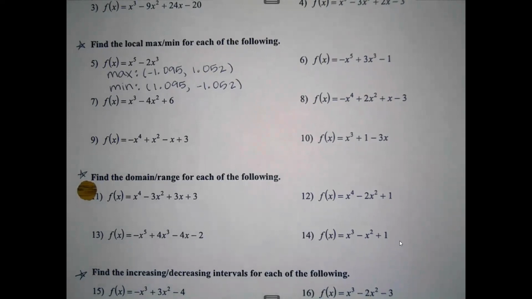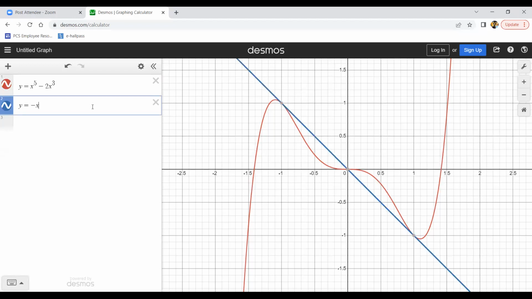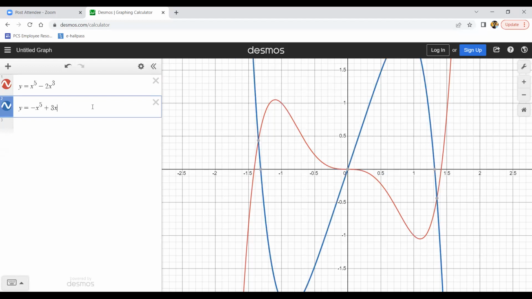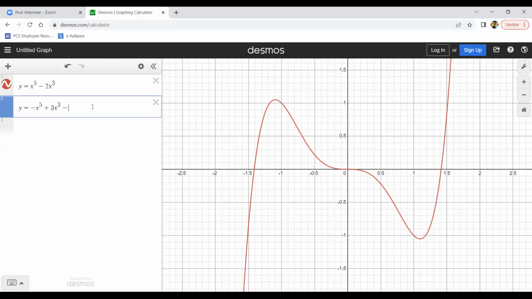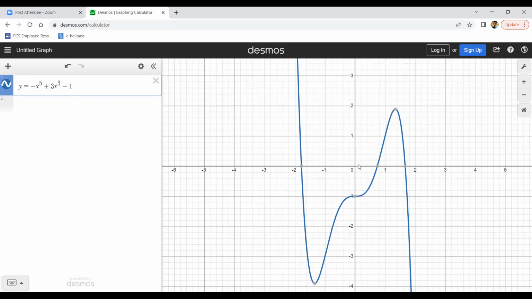Then from there, we can go on to the next one. So negative x to the fifth plus 3x to the third minus 1. So it's still up here. So we got the max up here, the min down here. All right, I got a new graph, so I'm gonna zoom out just a smidge. You just gotta graph it on yours. Turn your Chromebook. You got your charging cable?